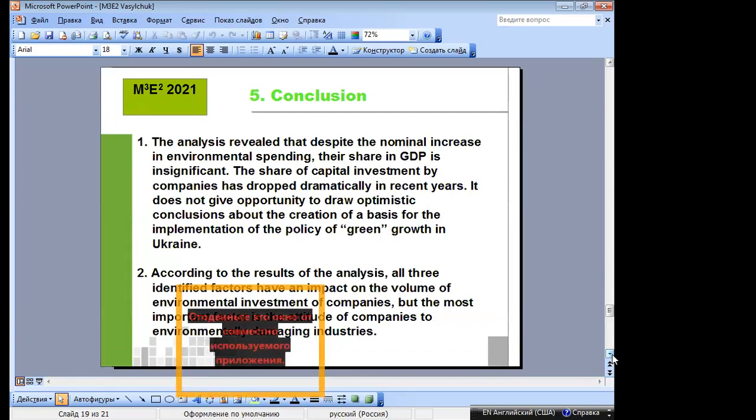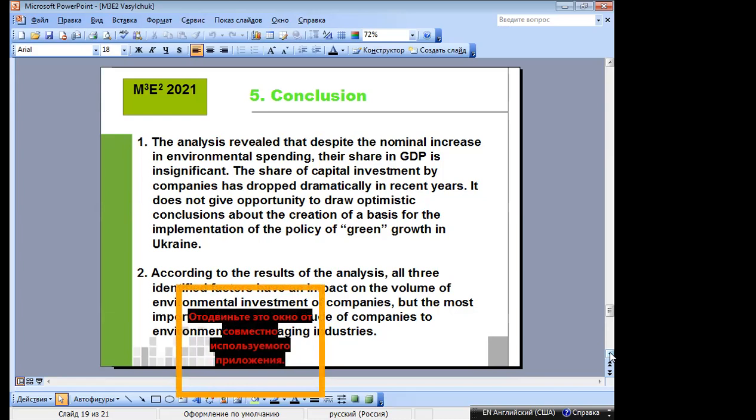Conclusion. The analysis revealed that despite the nominal increase in environmental spending, their share in GDP is insignificant. The share of capital investment by companies has dropped dramatically in recent years. It does not give an opportunity to draw an optimistic conclusion about the creation of the basis for the implementation of the policy of green growth in Ukraine.